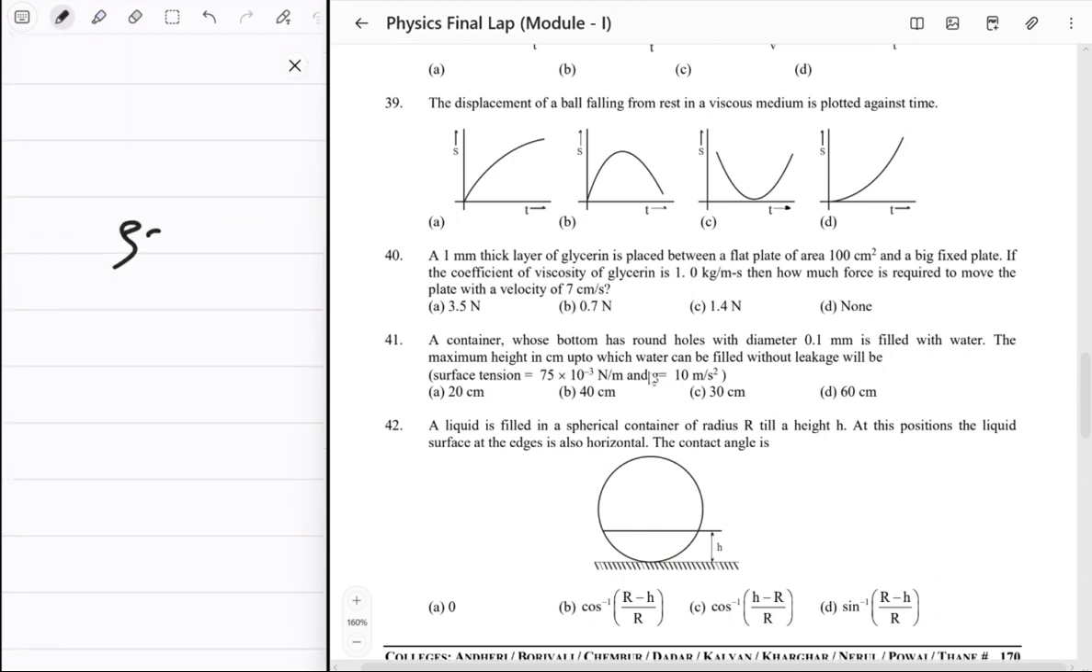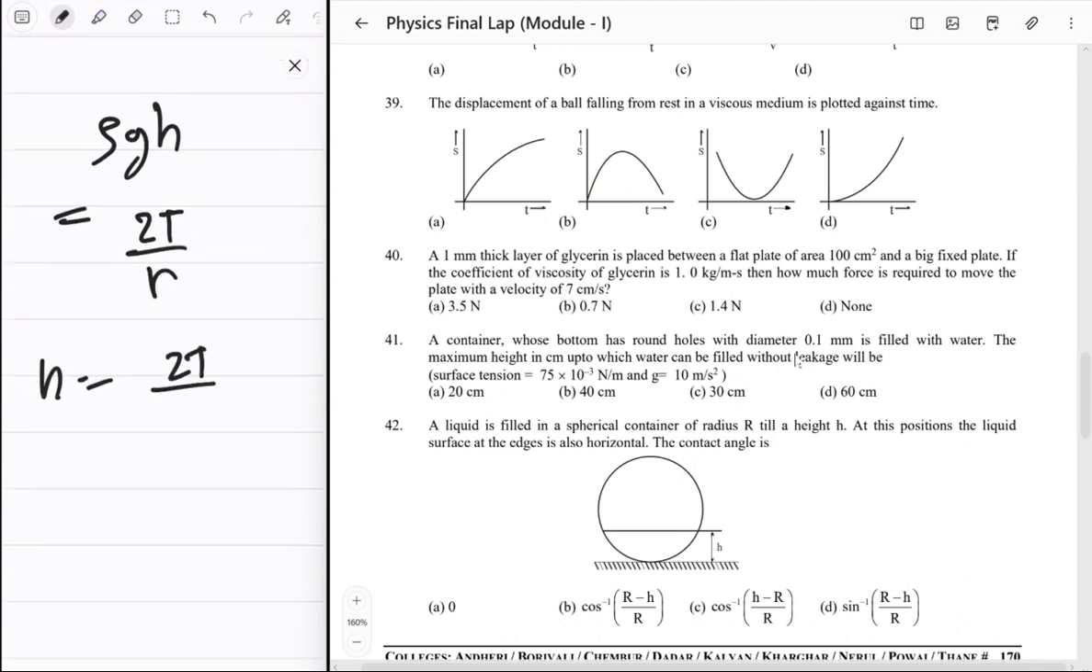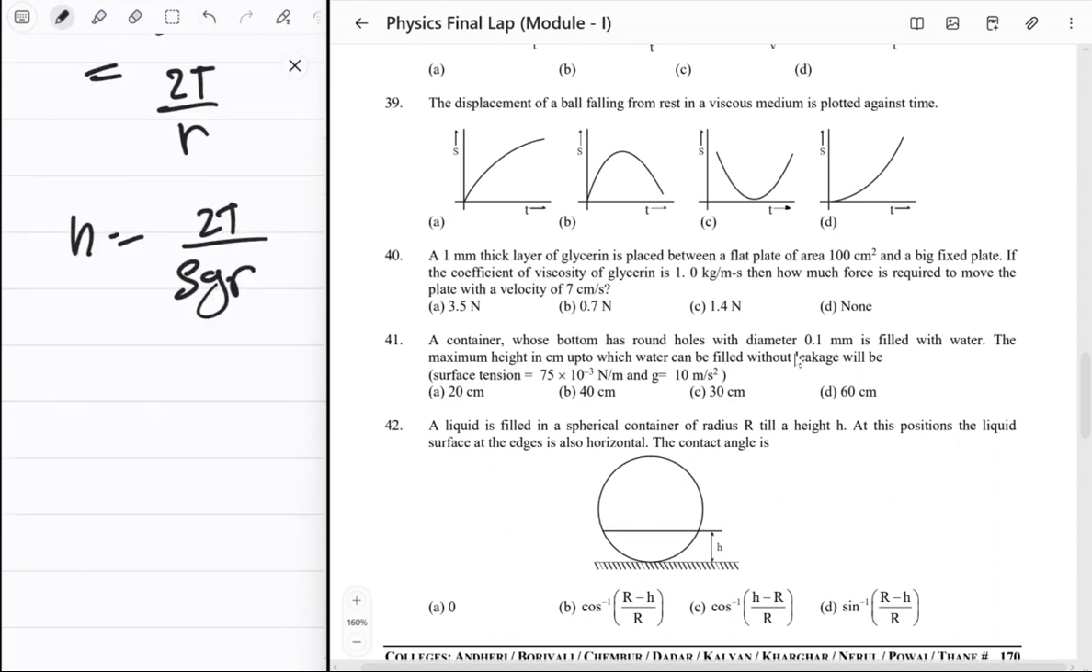Just rho gh, right? And this pressure is just equal to 2t upon r, right? So the maximum delta p will be produced when r is equal to the smallest value, which is the radius of the hole, right? And the diameter is 0.1. That's the thing. So we need the height to be 2t upon rho gr, basically, which is 4t upon rho gt, I would say.